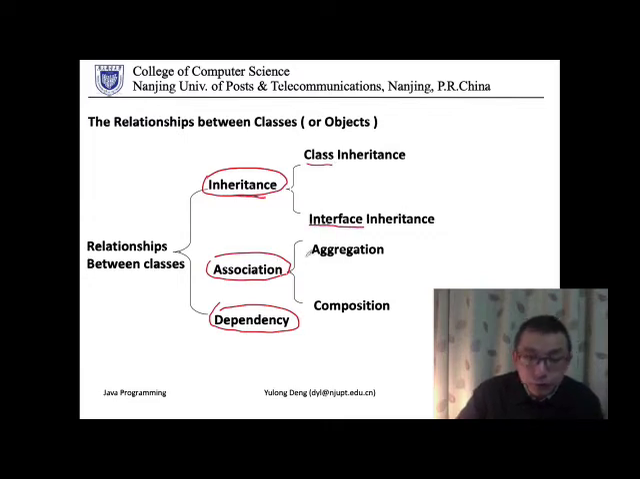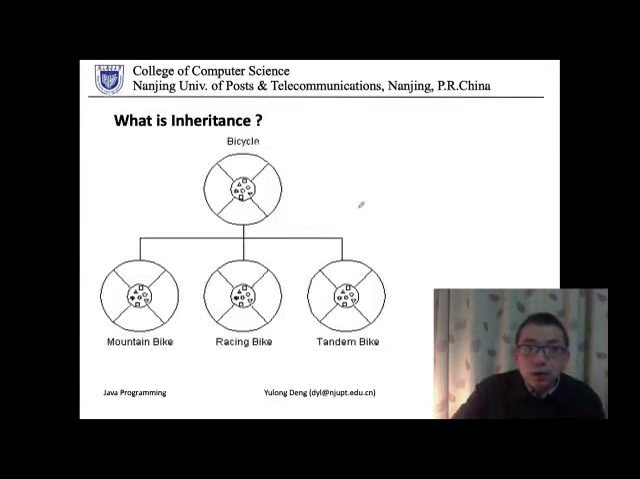And association, the two types: aggregation and composition. We will discuss them one by one. And first, what is the inheritance relationship? The inheritance relationship is quite common. It's ubiquitous. It exists everywhere in our life.